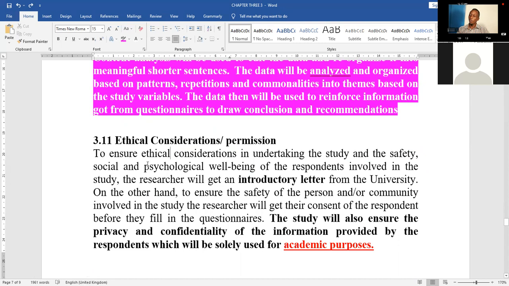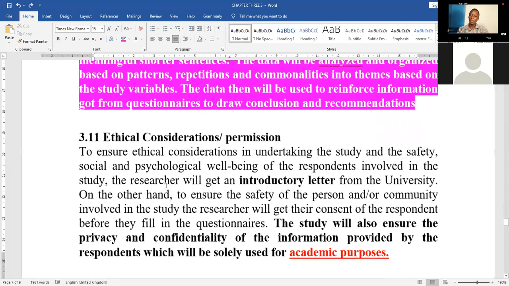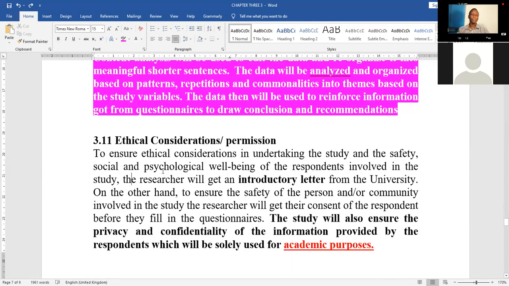If there is nothing, then we can proceed. So let us go to 3.11, which is ethical considerations. Here you're supposed to explain the procedure, the ethics of your research, for instance, that is to do with permission. Let me remove this from here.